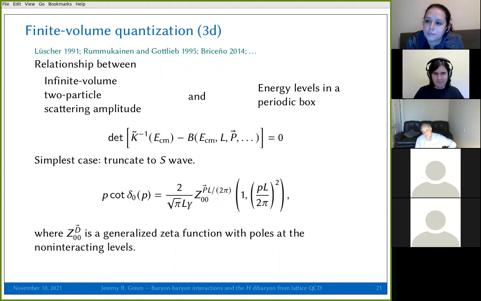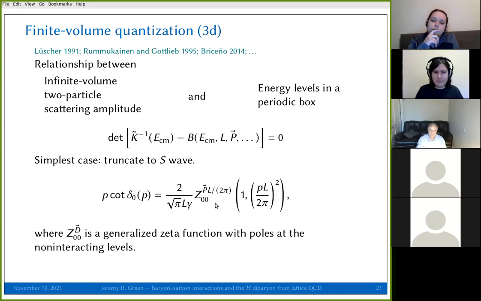So here, I use this in the very simplest form, where I ignore all the higher partial waves. In this case, this K-tilde inverse becomes p times the cotangent of the S wave phase shift. And this combination is useful because it's real and analytic across the threshold; even below threshold it is real and smooth. And on the right-hand side, you have some funny generalized zeta function that has poles at all the non-interacting levels.